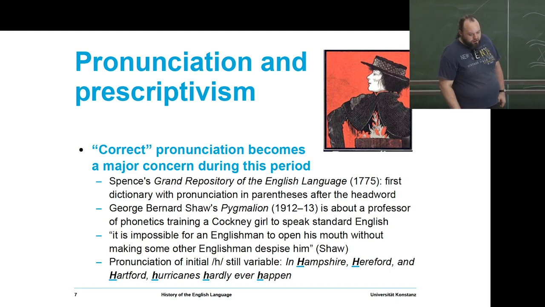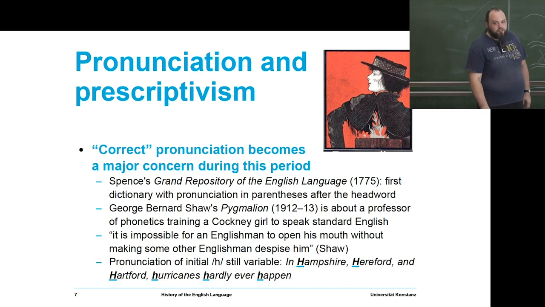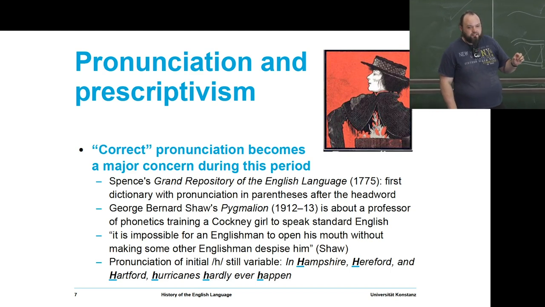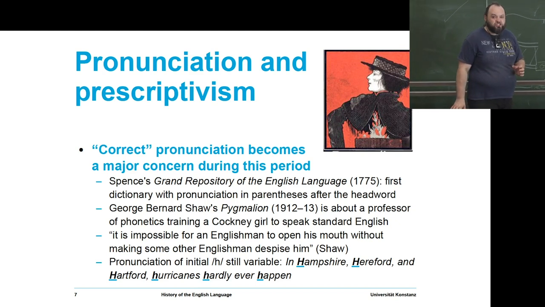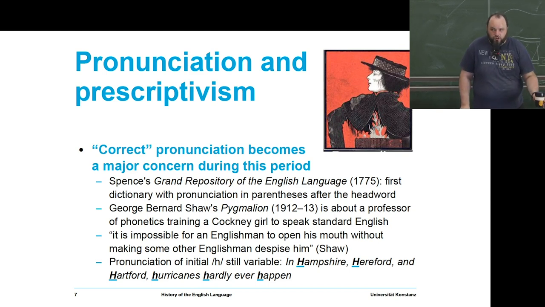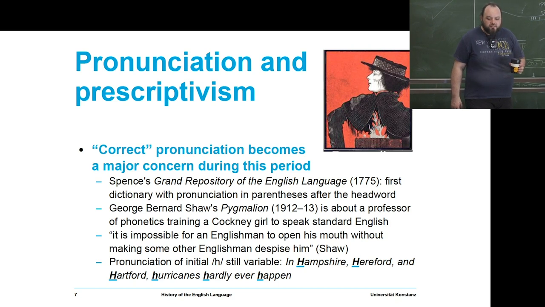And you get the rather gloriously named Grand Repository of the English Language by Spence in 1775. And this is like any other dictionary, but with one important addition. They put in the pronunciation in brackets after the head word. So not just the spelling, they've attempted to use some sort of semi-phonetic notation to put in how these words are actually pronounced. Not just how they are pronounced, more how they should be pronounced, or how they should be pronounced if you want to sound like a member of high society, at least.